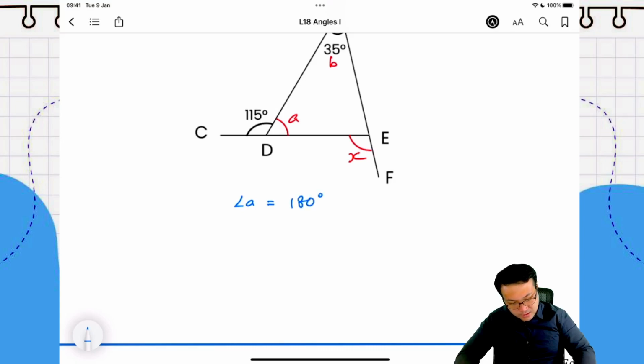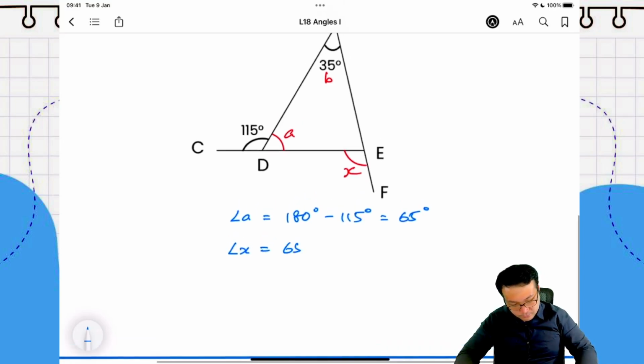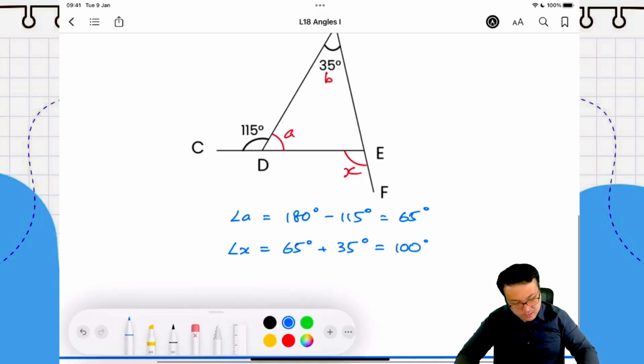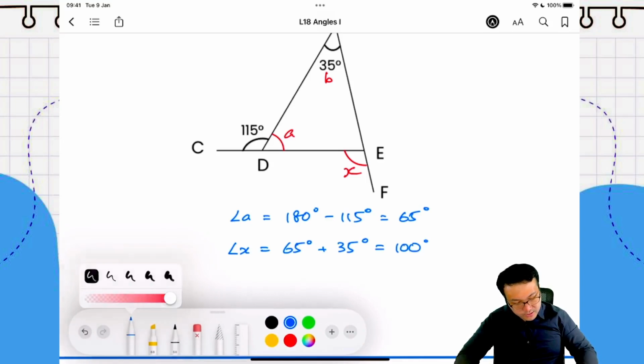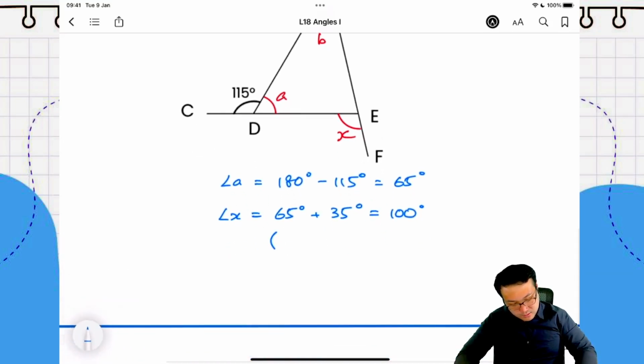Yes. Okay, 180 minus 115, 65. So therefore, can you find angle X now, Malcolm? Come, you tell me what's angle X. Very good. Okay, well done. And of course, we have to write down what rule we are using: sum of interior opposite angles.